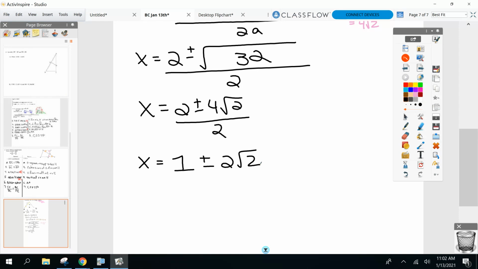Everyone see where I got the 1 and the 2 radical 2 from? That worries me a little. Anything? I stored everything in my calculator, and I still got the wrong answer. I didn't get 32. That's garbage.